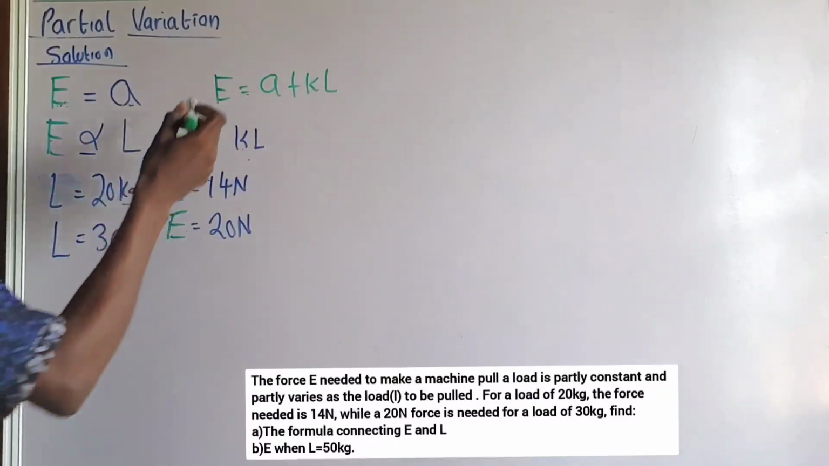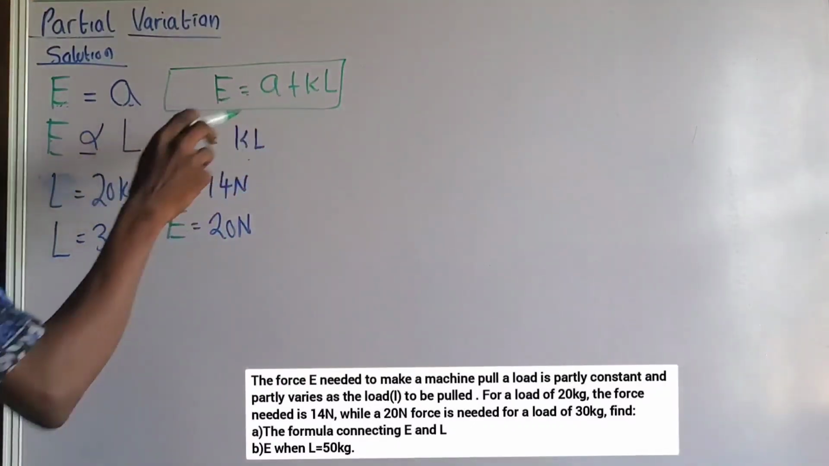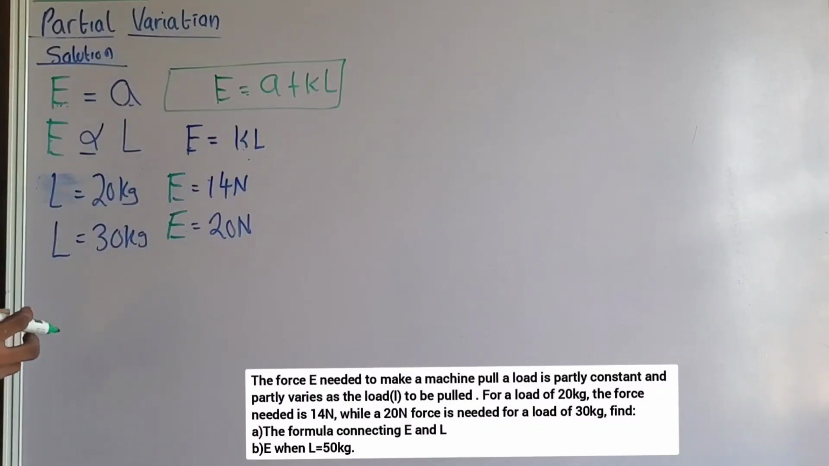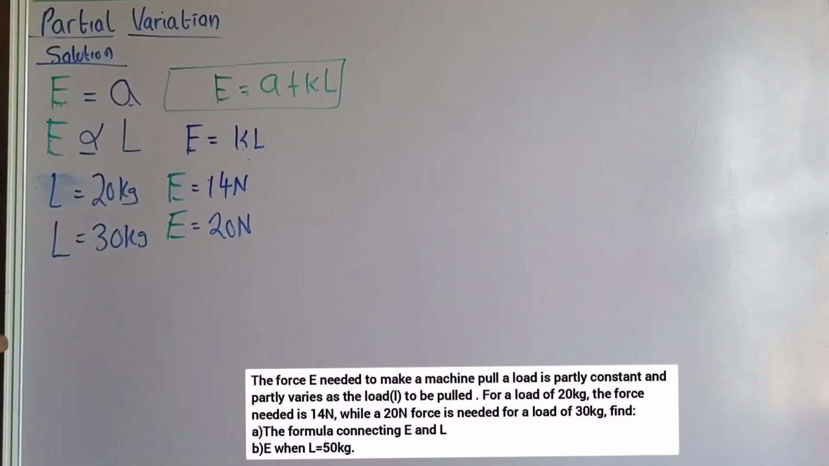Are you getting it? So now, we need to calculate the value of A and K. We cannot determine the formula connecting E and L without knowing the value of A and K. So that's what I'm going to do now. To get the values of A and K, we've been given some important information here. They say that L equals 20 kilogram and E equals 14 Newton.